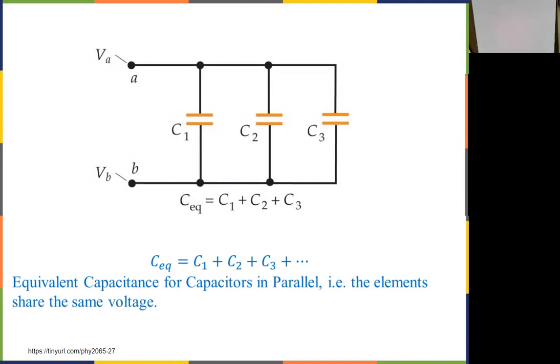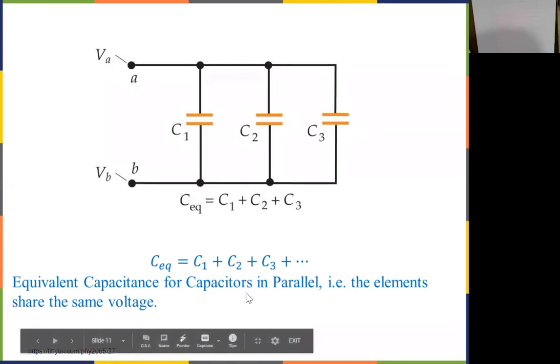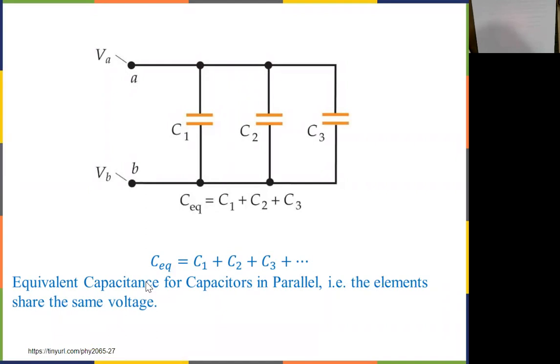When they are in parallel, then you can represent the combination with one single equivalent capacitor, with a capacitance of CEQ. The result will be equal to C1 plus C2 plus C3, okay? And then if you have more than 3, you add the rest up, okay? So when capacitors are in parallel, you just add up their capacitance for the equivalent capacitance, okay?